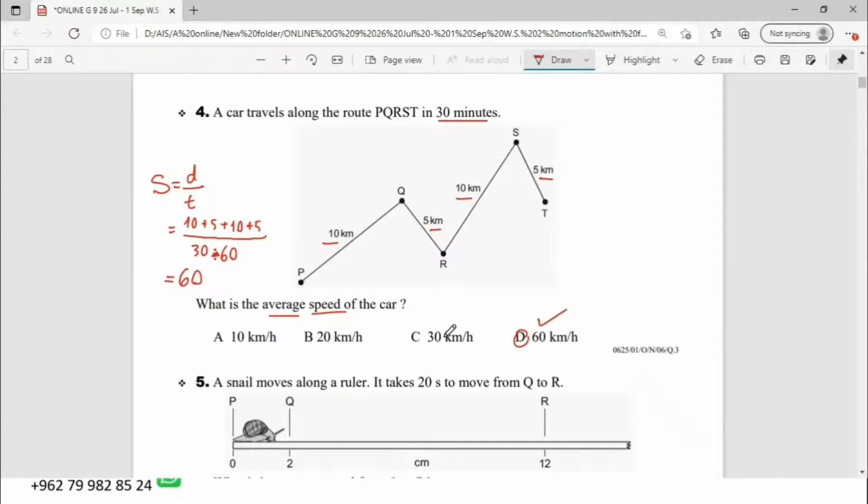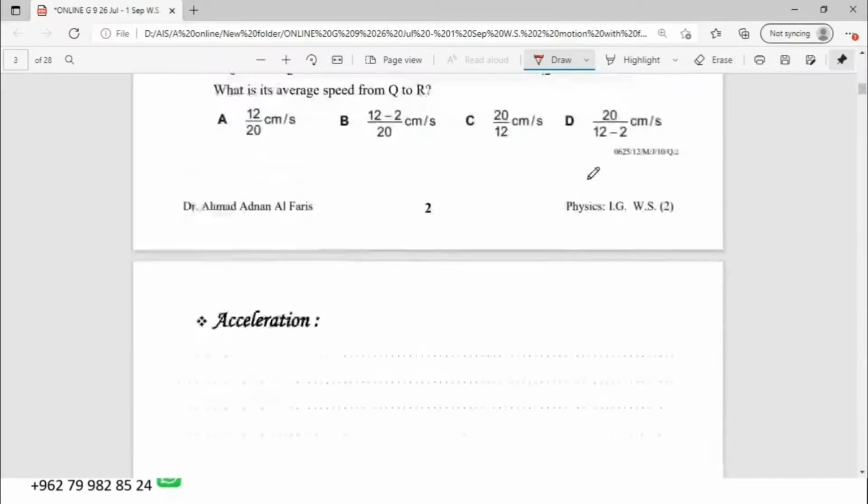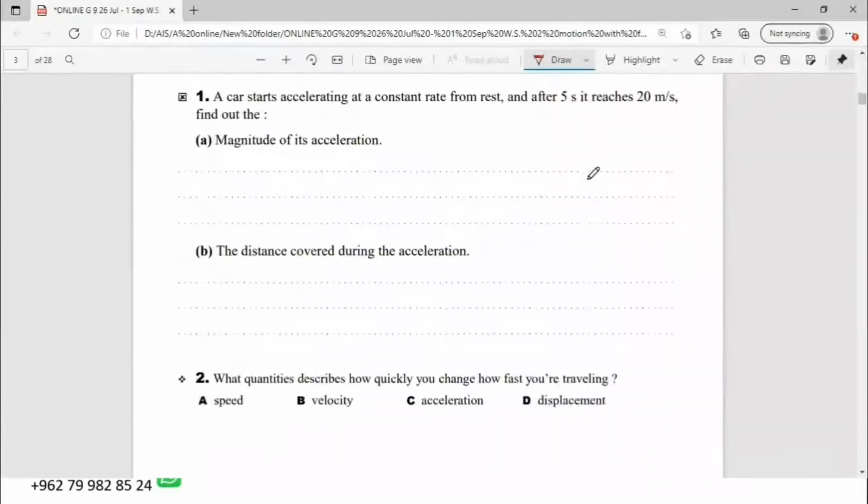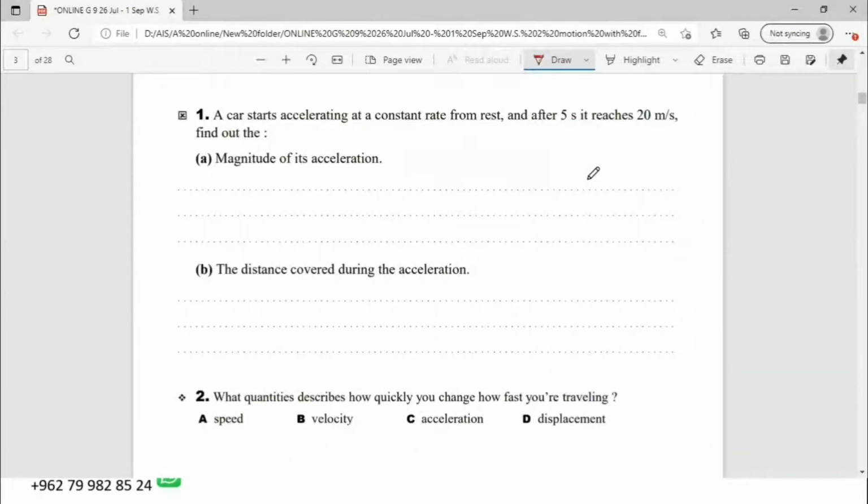Thank you to the students who sent the answers. I hope there will be more participation from the rest next time. Okay, let's move on to question number 1, page number 3.